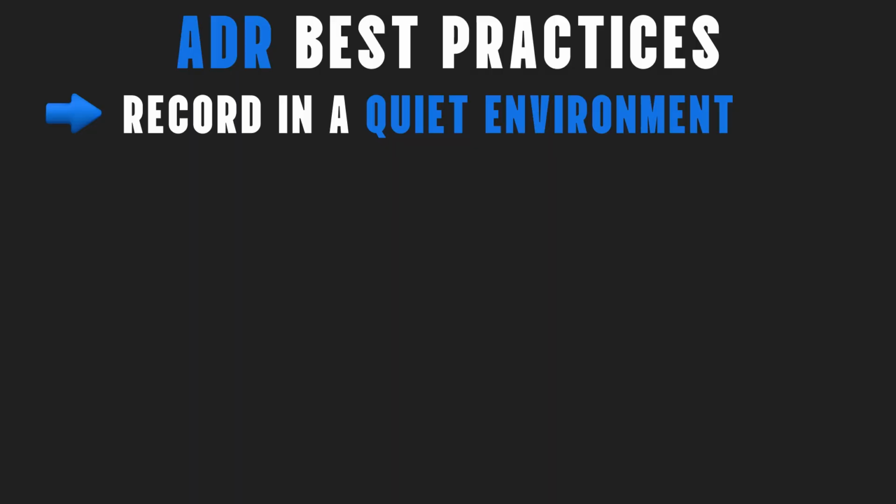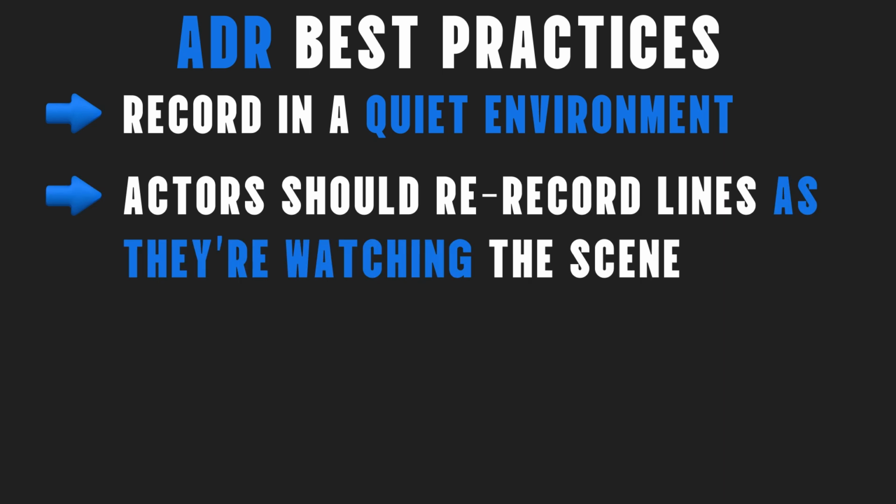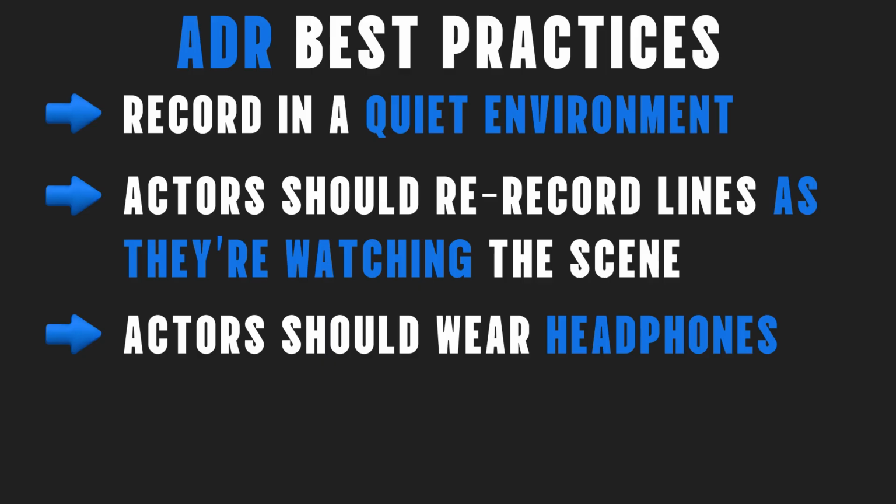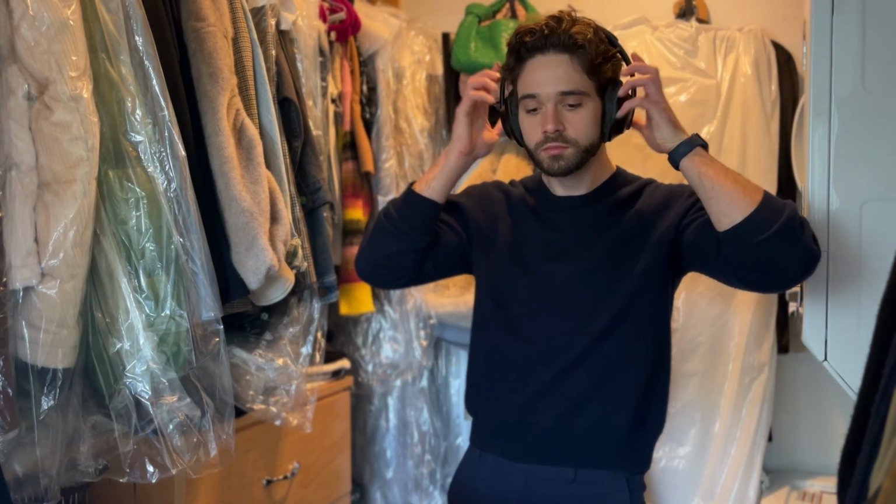Then you'll want to have your actors re-recording their lines as they're watching their scene. That way they can match their performance and timing as closely as possible. You also want to make sure that your actors are wearing headphones to prevent any audio bleed from the bad audio to the new recording.